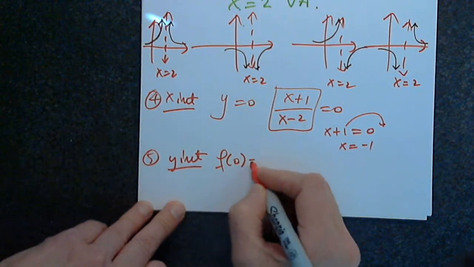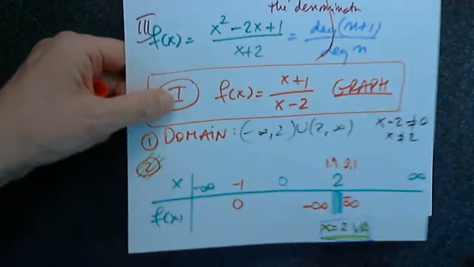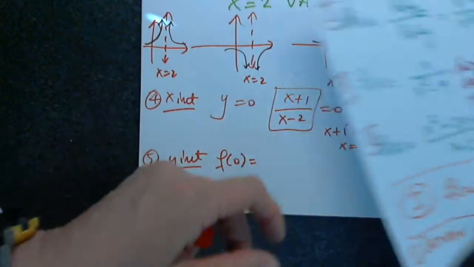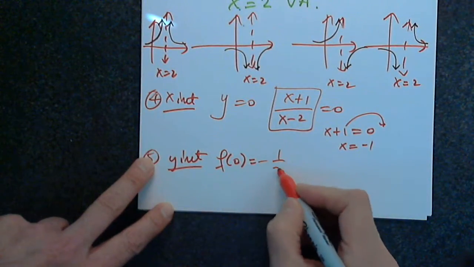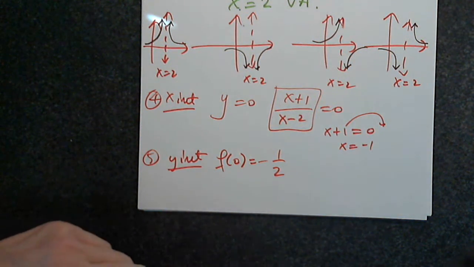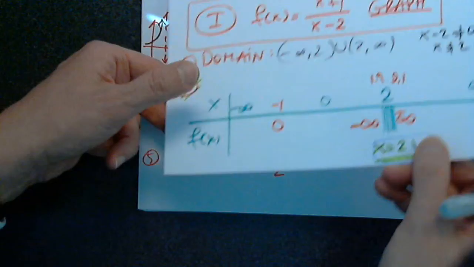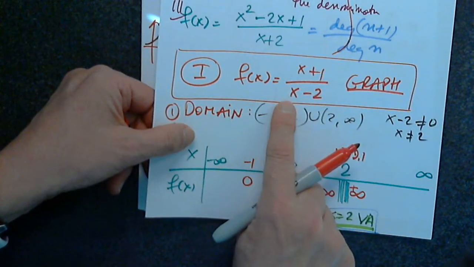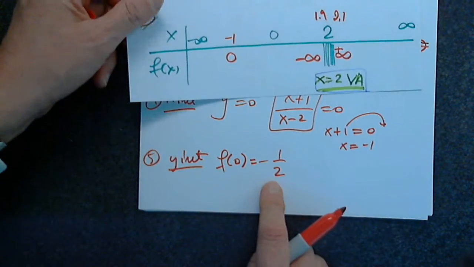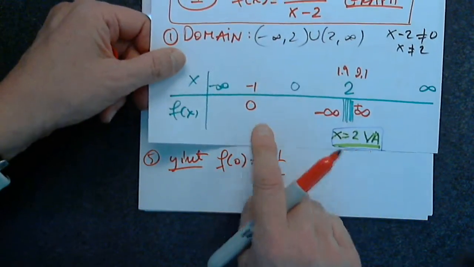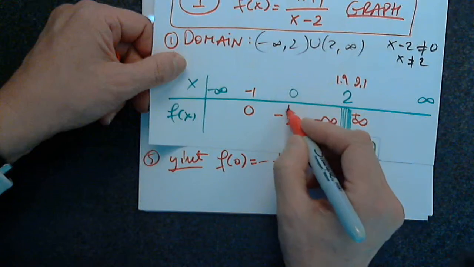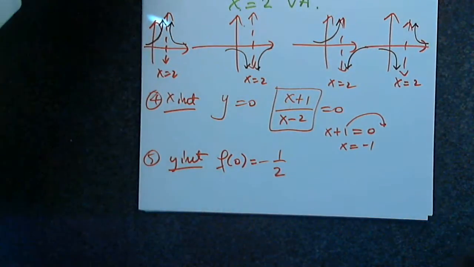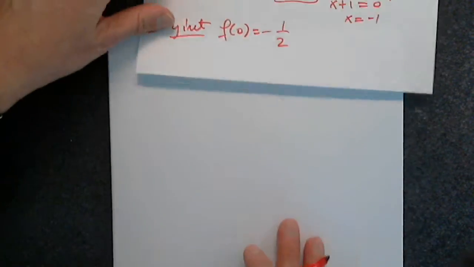Let's find f of 0. I just plug in 0. I evaluate for x equals 0. 0 plus 1 is 1. 0 minus 2 is negative 2. 1 over negative 2 is negative 1/2. So I put it in the table as 0 comma negative 1/2. Is this okay so far? Okay. Next step, number 6.